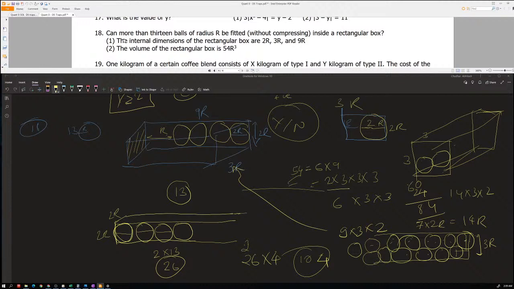Does it ask value? No, can more than 13 balls be fitted? It is a yes or no answer. Okay, I don't feel like this is correct. So we do what we do. We just Google search this. So I'll go back and bring a Google tab here and paste and search.